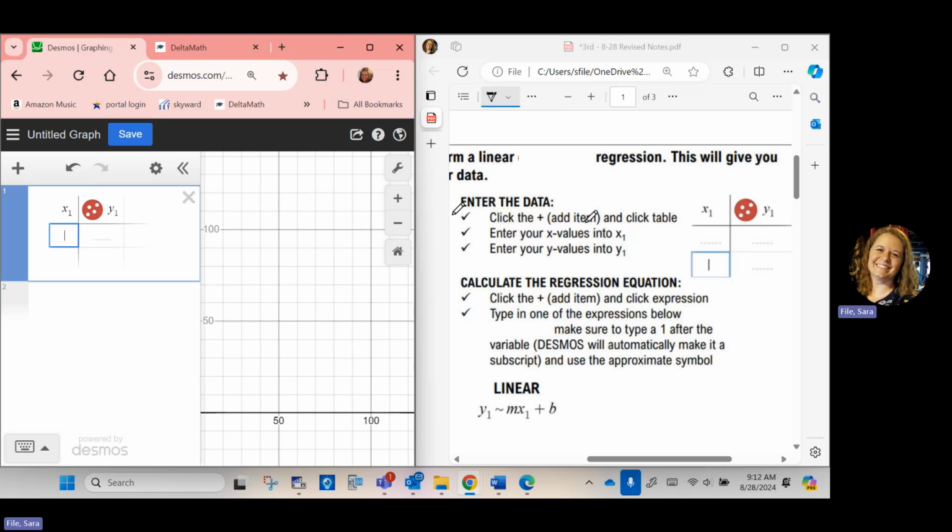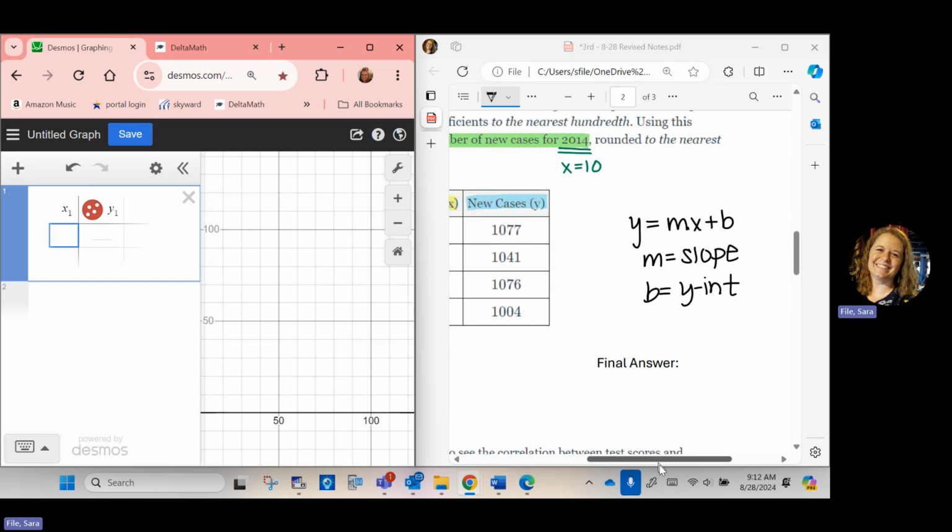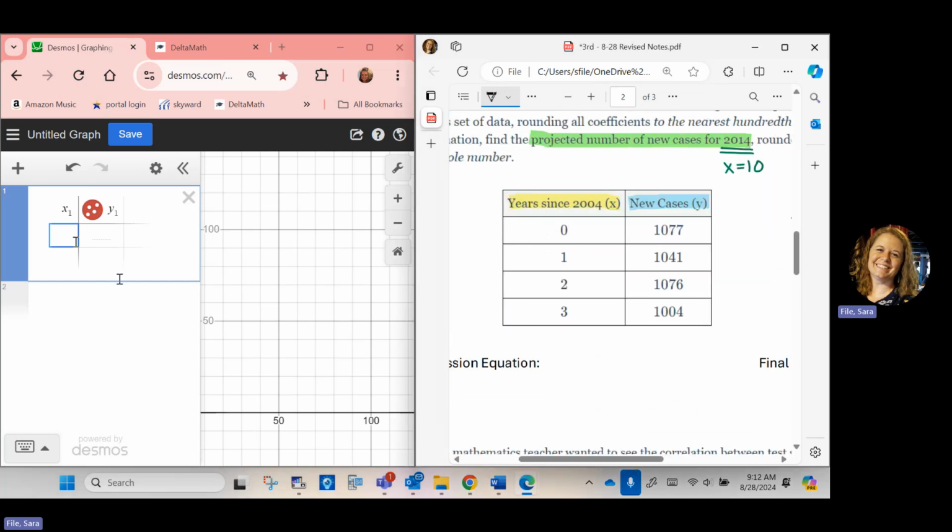Now you're going to enter your X values and your Y values. From this table here, I'm going to enter this data. So I've got 0, 1, 2, 3. And for my Y's, I've got 1,077, 1,041, 1,076, and 1,004. So I enter my data.